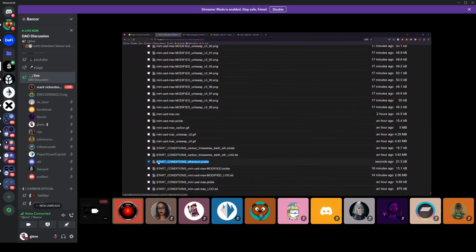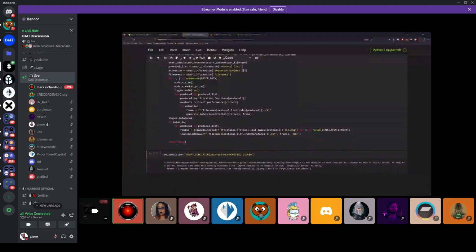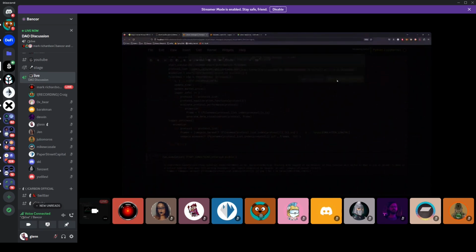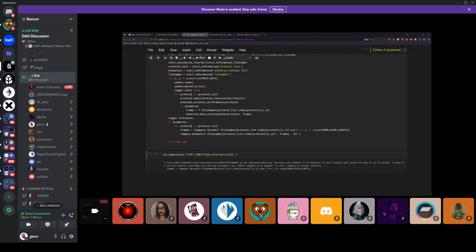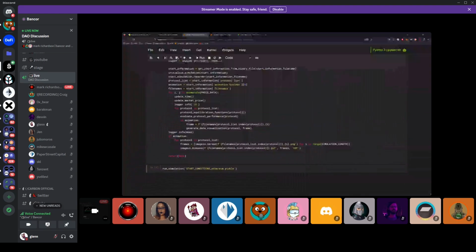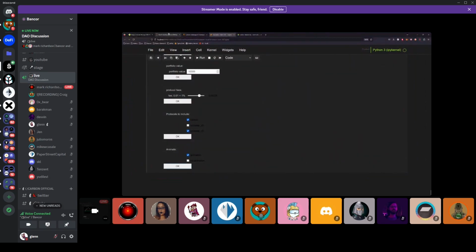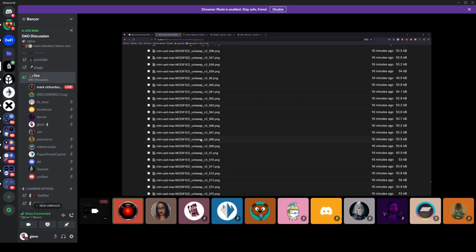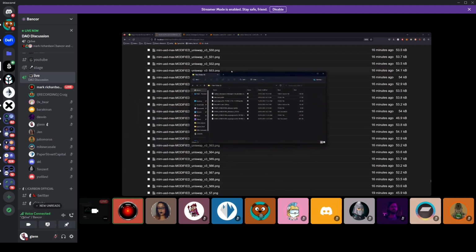Okay, so here's our new starting conditions for that one. Let's go ahead and put that in the simulator and see what we get. There we go. And in the meantime, maybe we can have a look at what was the last one we just ran? The last one we just ran was the Modified.